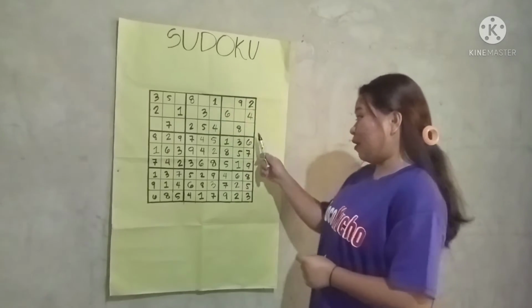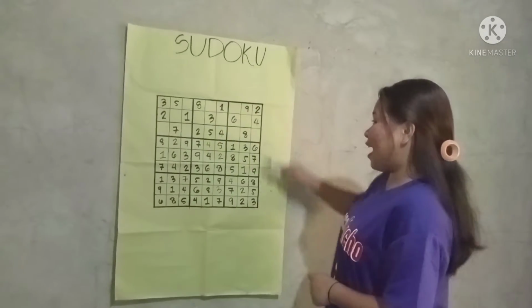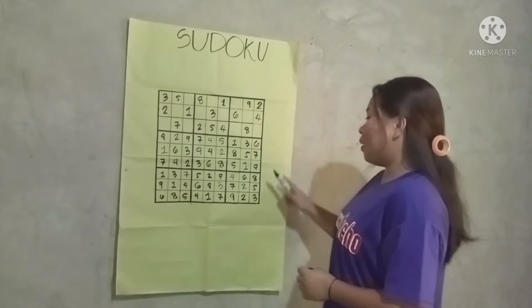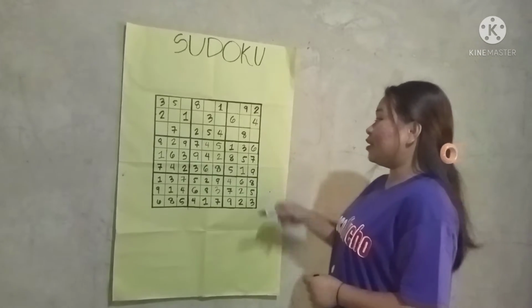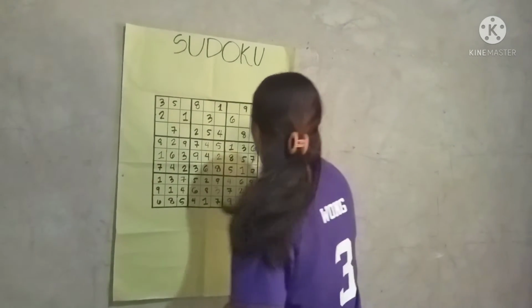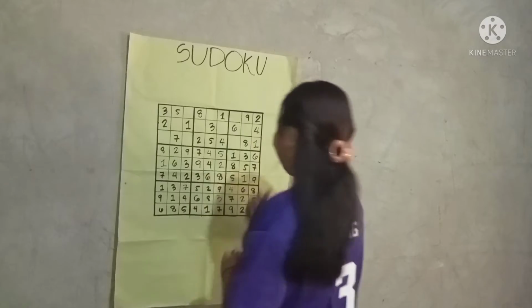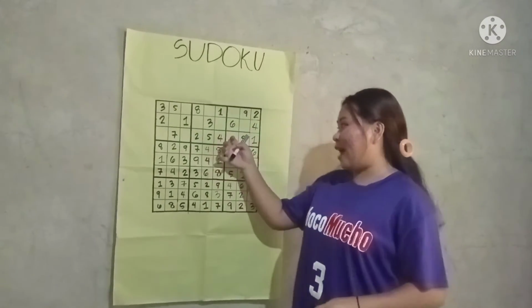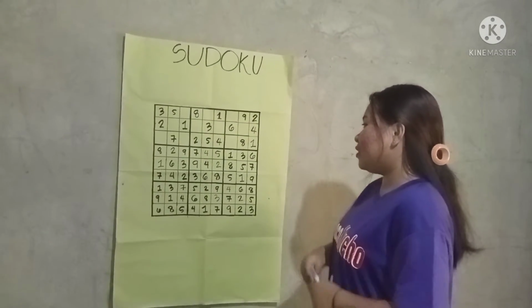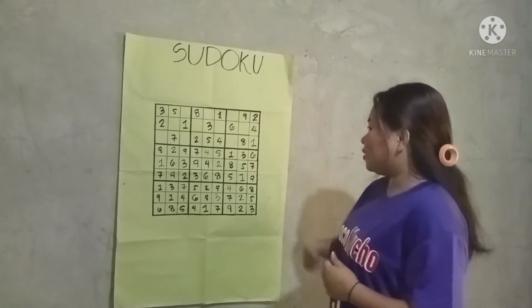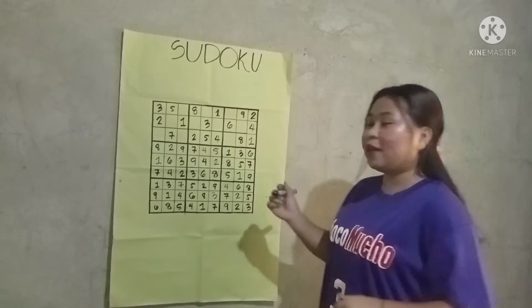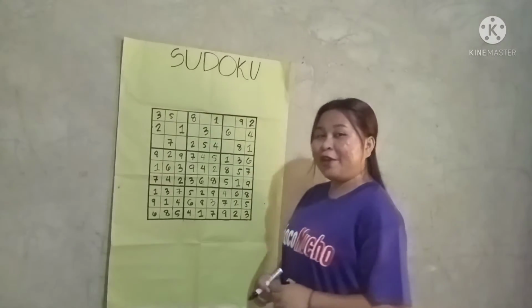Let's start over the first box. In this line, as you can see, here's the number 6, 9, and 3. So we're gonna put the number 1. The next line, as you can see, here's the number 1, the number 6, and number 9. So we're gonna put the number 3.